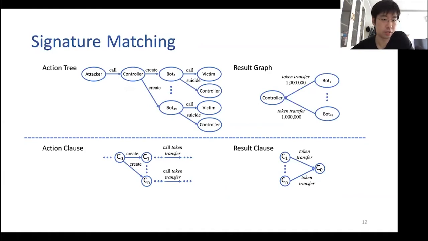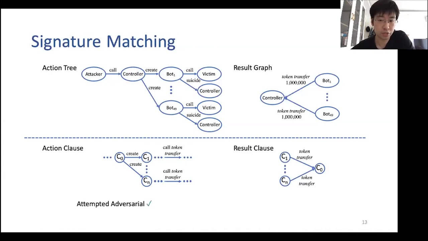And we show the signature to recognize the airdrop punting attack. The signature consists of an action clause and a result clause. The action clause of an airdrop punting attack is that a contract first creates more than one contract, each of which further calls a token transfer function. And the result clause is that all the created contracts transfer collective tokens back to the controller. There are more signatures for other types of attack in our paper. Please refer to our paper.